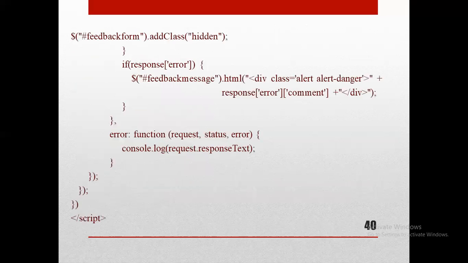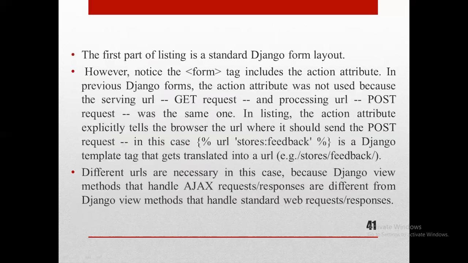So this is the feedback form we have created. In the first part of that listing we have seen that this is the Django form layout. Then in the form tag, it includes the action attribute. In previous Django forms the action attribute was not used, because the serving URL for the GET request and the processing URL for the POST request were the same. In this listing, the action attribute explicitly tells the browser the URL where it should send the POST request, in this case the URL stores feedback. Different URLs are necessary here because Django view methods that handle Ajax requests and responses are different from Django view methods that handle standard web requests and responses.